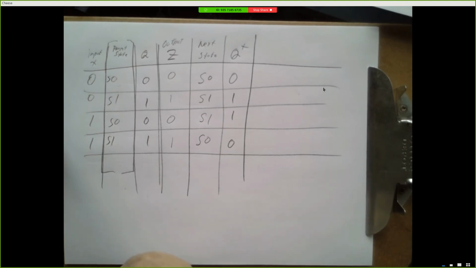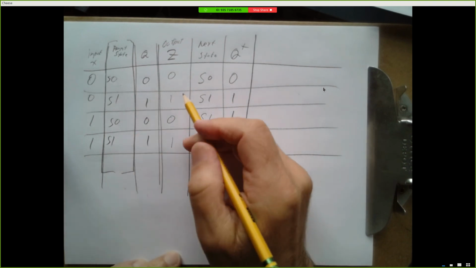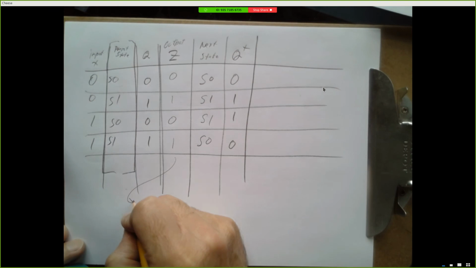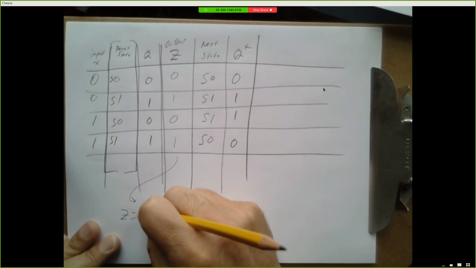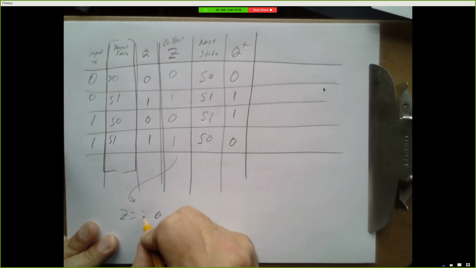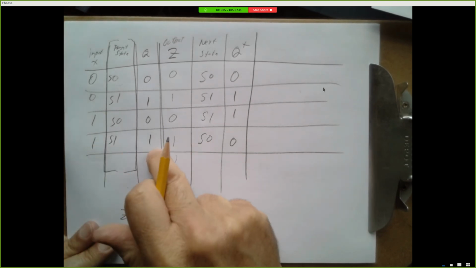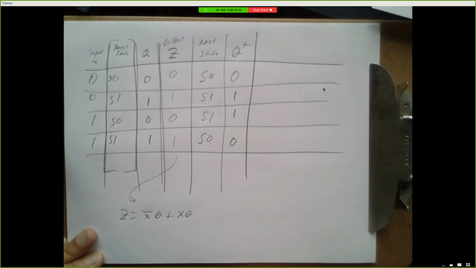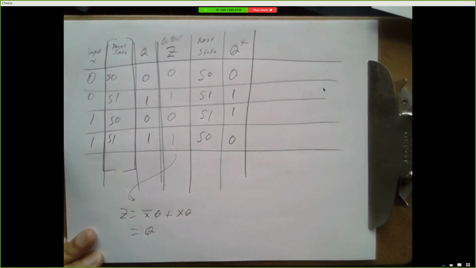So we could write equations for Z in terms of X and Q, right? So from this, we could say Z is equal to what? X bar ANDed with Q. I can write that neater. X bar ANDed with Q, or X ANDed with Q. And if we simplify that, we're going to see Z is just equal to Q.